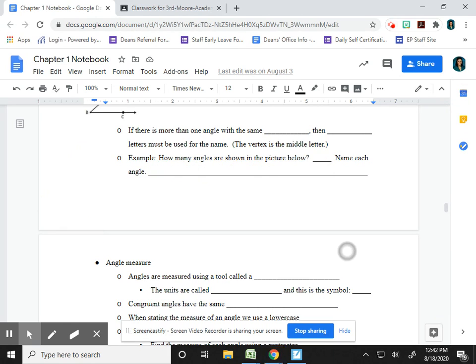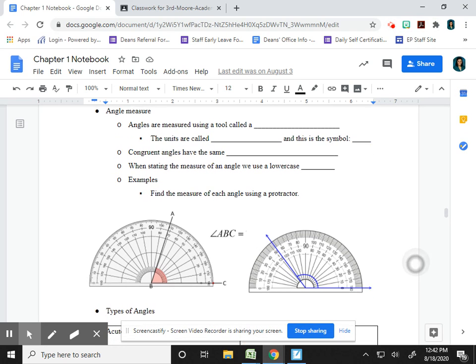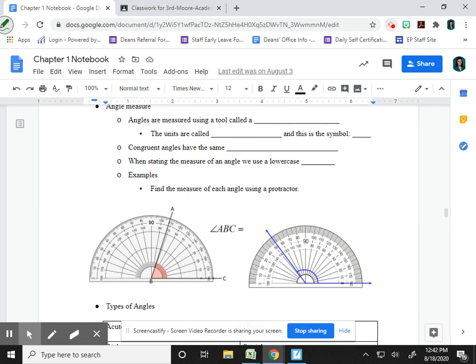All right, now we're going to look at angle measure. So when you're measuring angles, you're going to use a tool that is called a protractor. The units on these are called degrees, and degrees use that little symbol. Congruent angles have the same measure, or degrees, because congruent means the same, so it's going to have the same number of degrees. When stating the measure of an angle, we use a lowercase m.